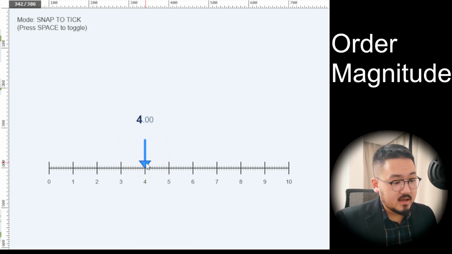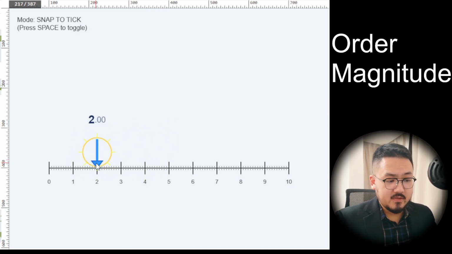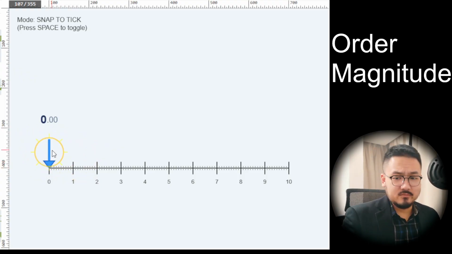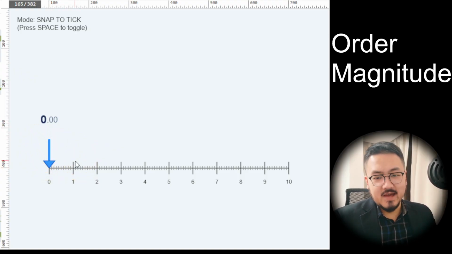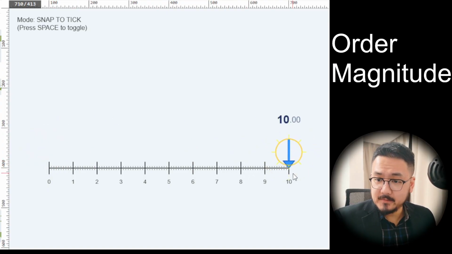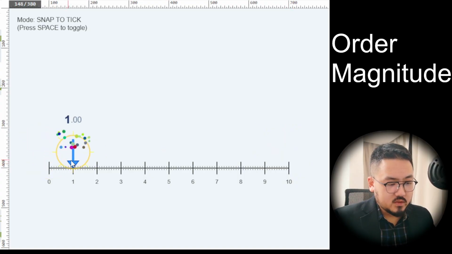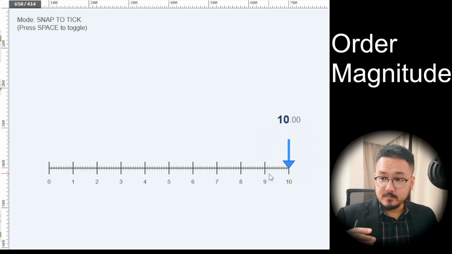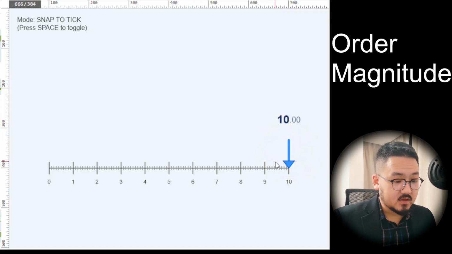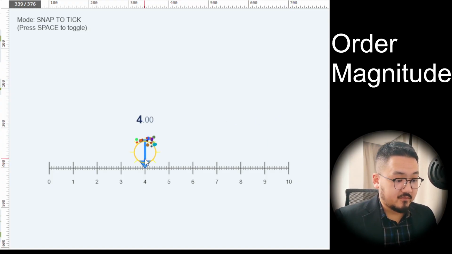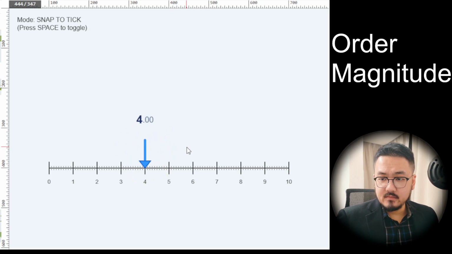Okay? And what about, say, 2 and then 1? 1 is more to the left. 0 is at the edge, the leftmost. And what about 10? That's all the way to the right. So you can see that all these numbers, 0, 1, 2, 3, 4, all the way to 10, have a certain order. And if you look at that, 10 is to the right, and what about 4? Left.